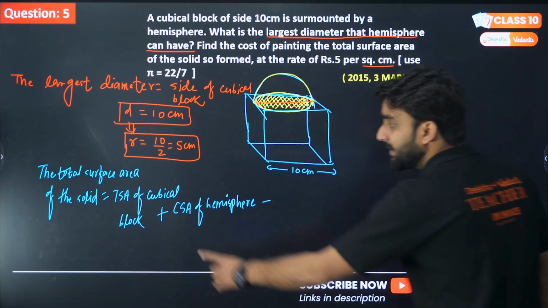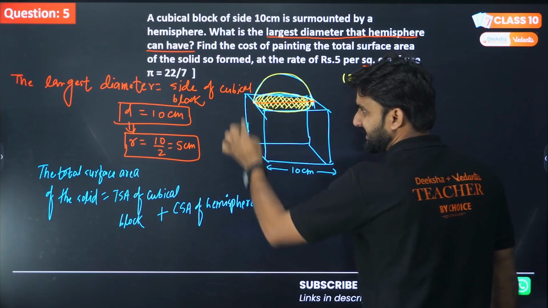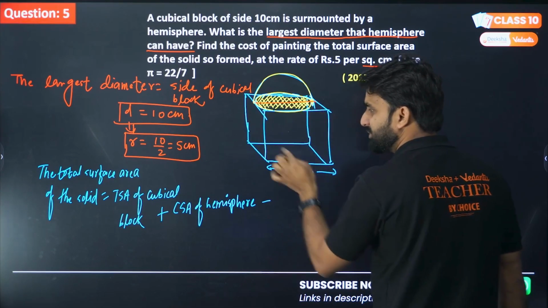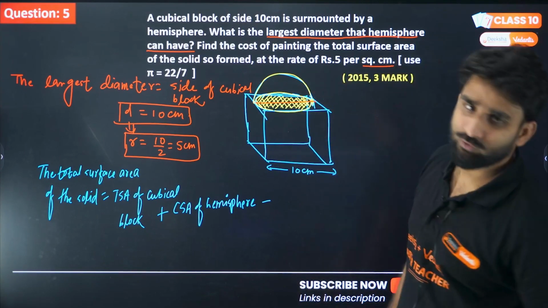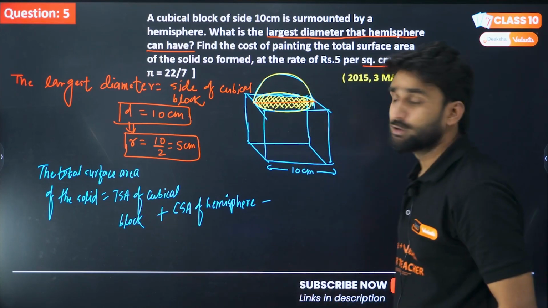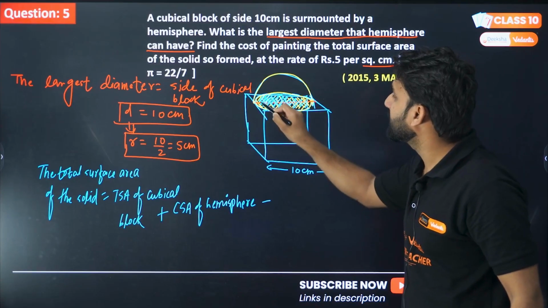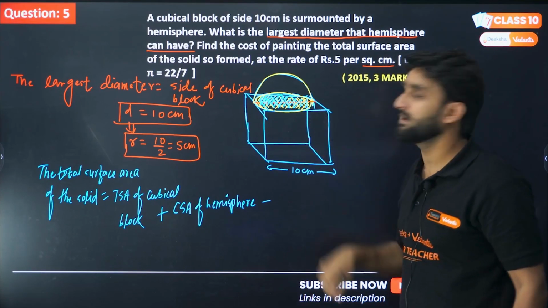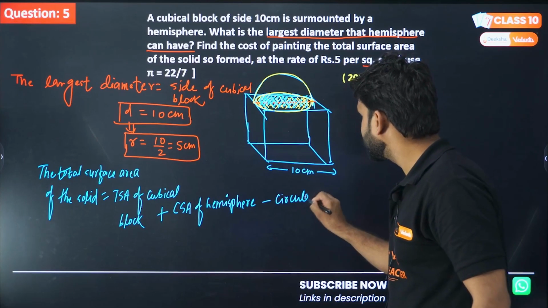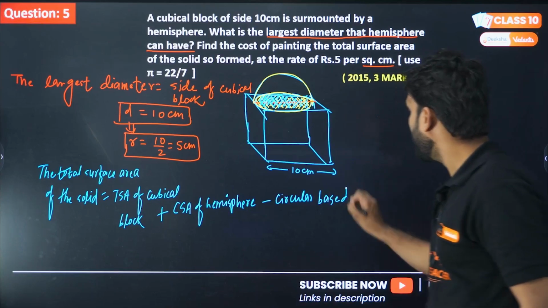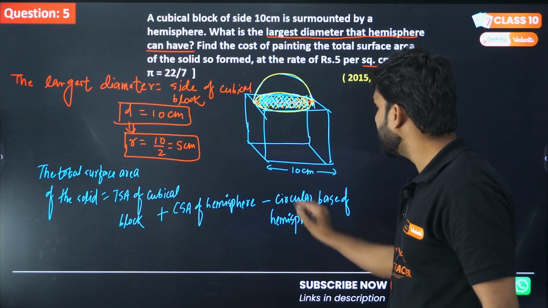minus, if we are taking total surface area of the block, means we are considering all 6 sides here. This 6 square shape portion, 1 square, 2 square, and again on the top, at the top there is one more square, but we are taking here total surface area, so we have to subtract this circular portion. Yes, we have to subtract this circular portion, because at the top only corners are left, so we have to minus what? Circular base of hemisphere. I hope you have got this point, and this is the important point in this solution.